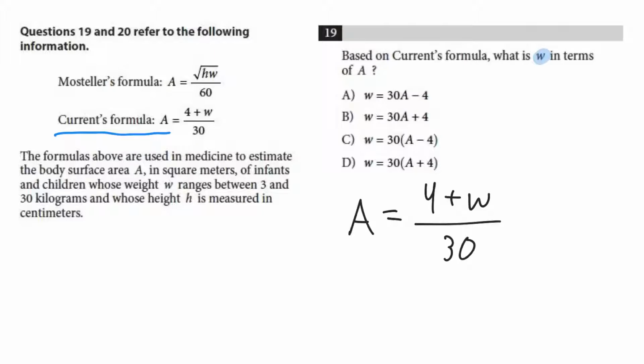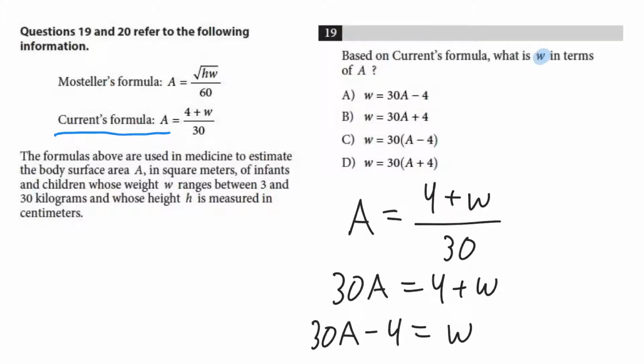Multiply both sides by 30. We'll get 30A equals 4 plus W, and subtract 4 from both sides. 30A minus 4 equals W. 30A minus 4 equals W. That is our solution.